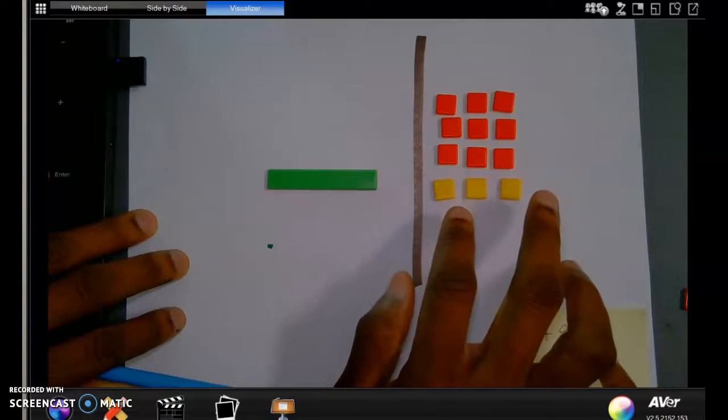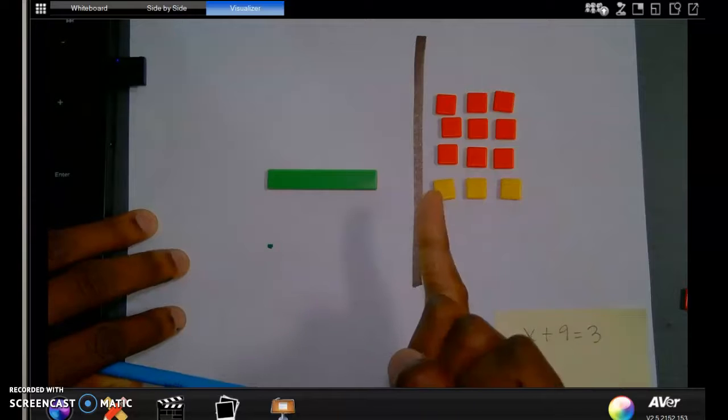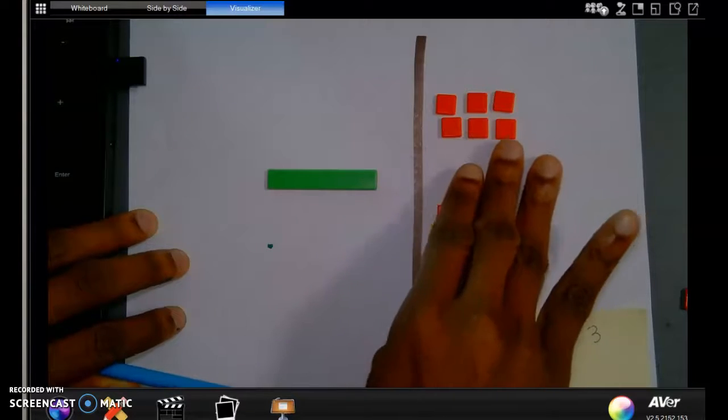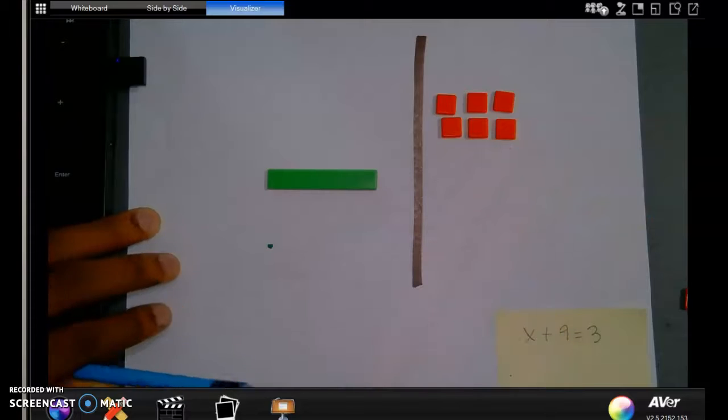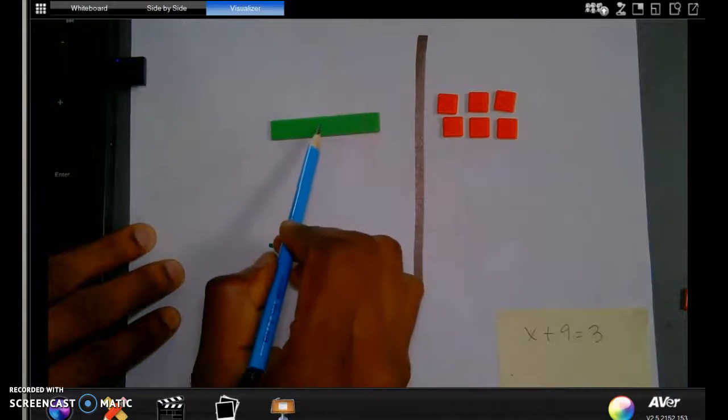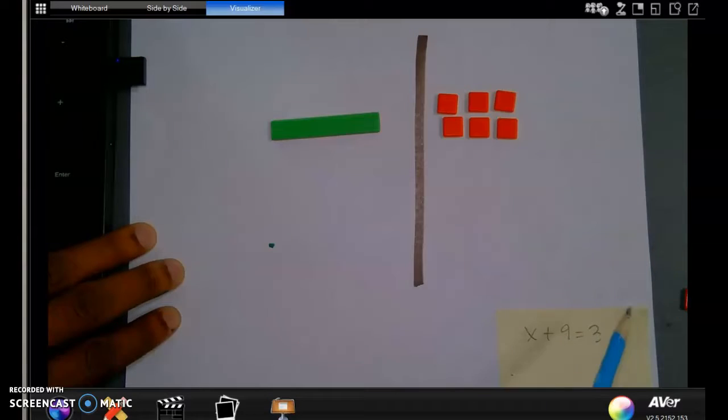And I create several 0 pairs over here. How many 0 pairs could I create where there is a -1 and a +1? I'm going to create 3 over here. So what does that leave me with? That leaves me with -6 on this side. So it says x is equal to -6.